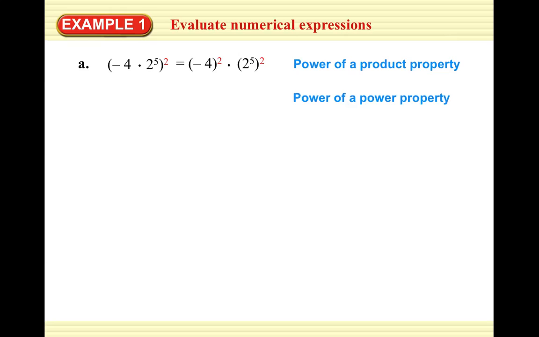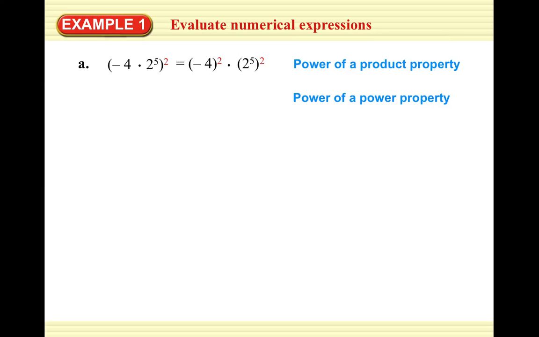Let's take a look at our first example. And example 1 is about evaluating numerical expressions. So our first problem is -4 times 2 to the 5th power, and then all of that squared. So using the power of a product property, we can distribute that squared, that exponent that's on the outside, to both the -4 and the 2 to the 5th.